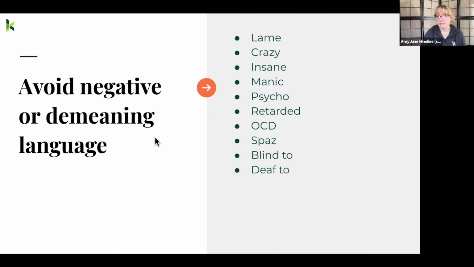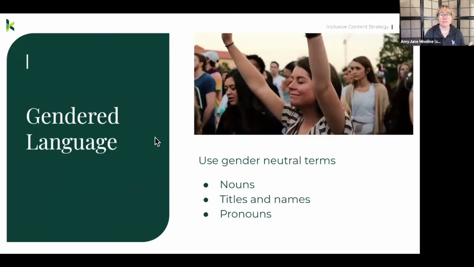Another aspect of inclusive language is gendered language. We want to make sure that our words are gender neutral. We want to use words that encompass all genders rather than just two. And some places that we need to think about this are our use of nouns, titles and names, and pronouns.